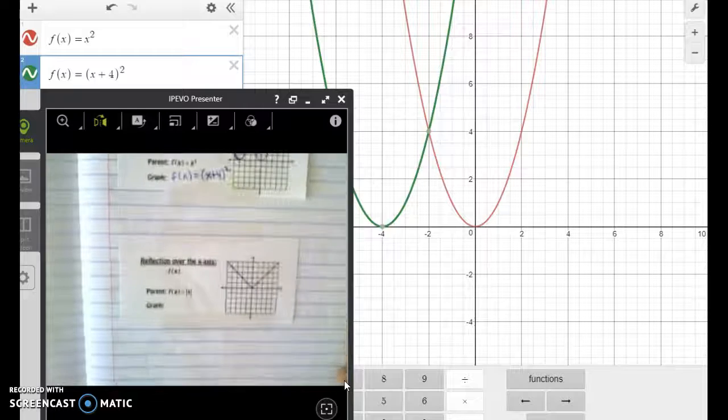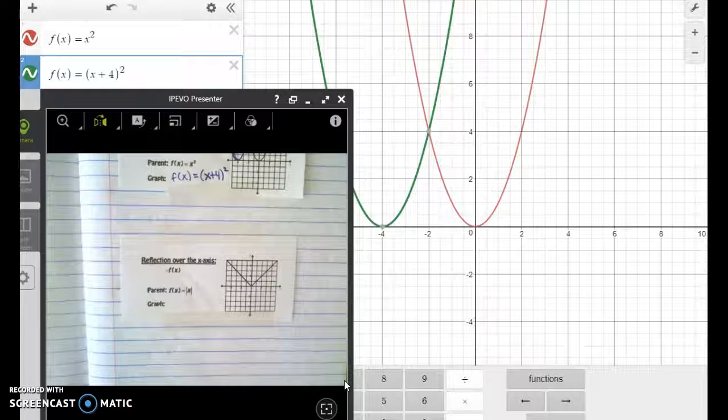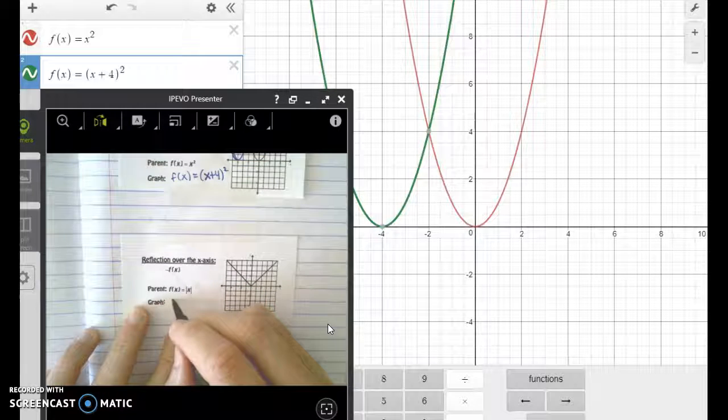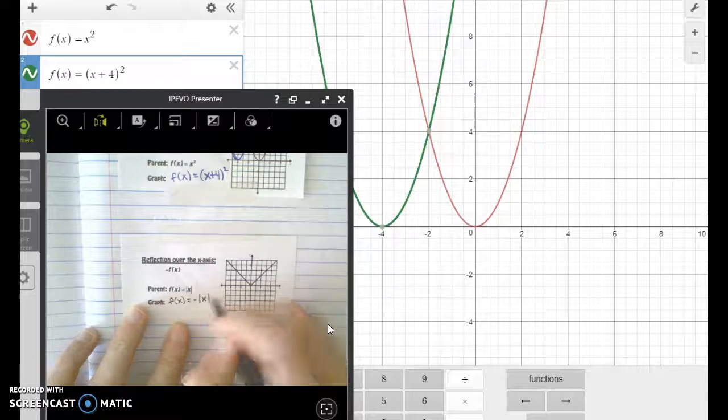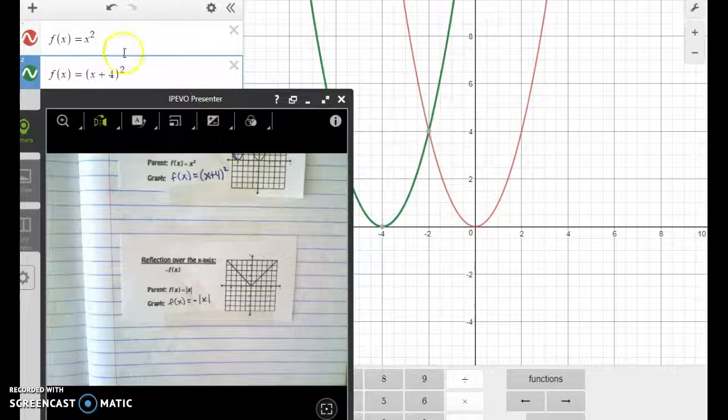Okay, so the last type of transformation you're going to see is when you reflect it over the x-axis. There are other transformations. These are the 5 important ones that you want to know. So here again we have the absolute value function. This time, to flip it over or to reflect it, we're just going to put a negative in the front. So my new equation here is going to be f of x equals the opposite of the absolute value. So let's take a look at what happens when you do that.